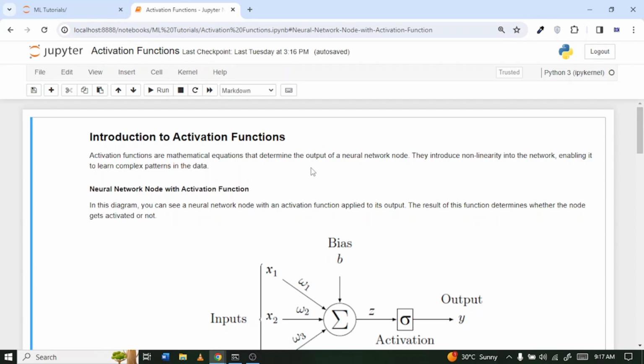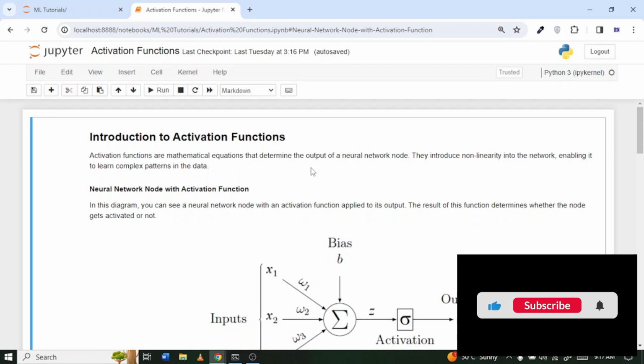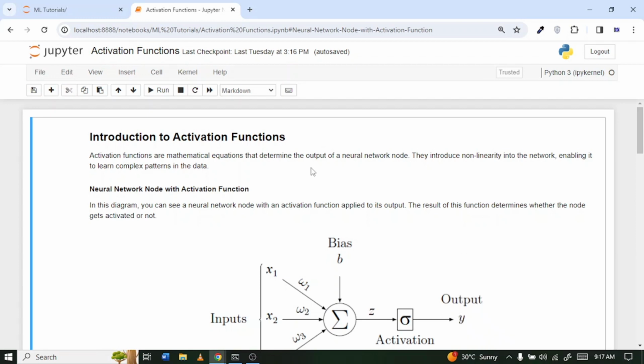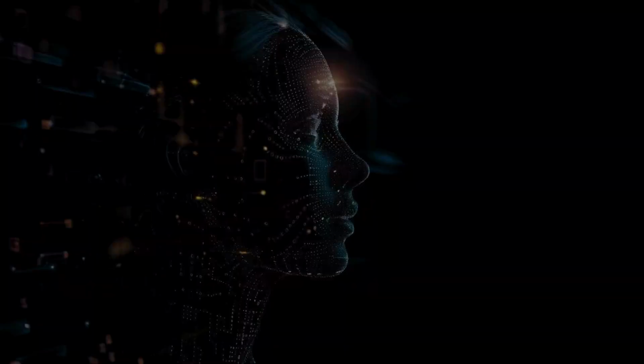So in today's video we'll be discussing activation functions. We will explore some of the common activation functions we have and the major role they play in neural networks. So for this and more, grab your notepads and let's dive into it.